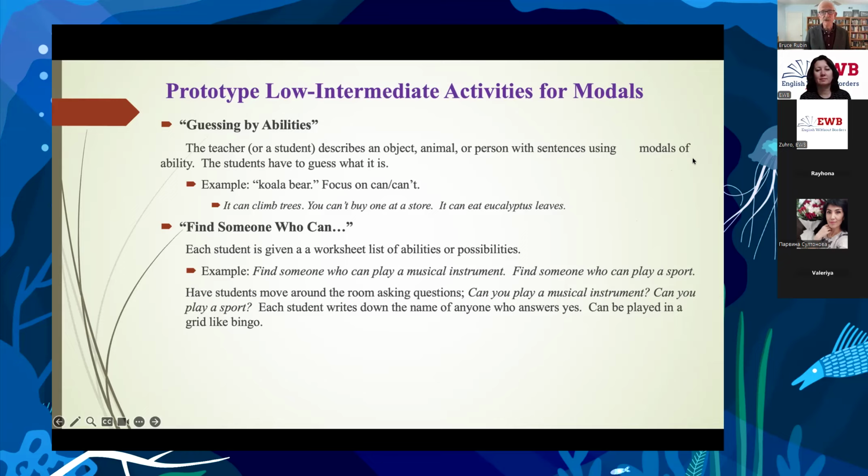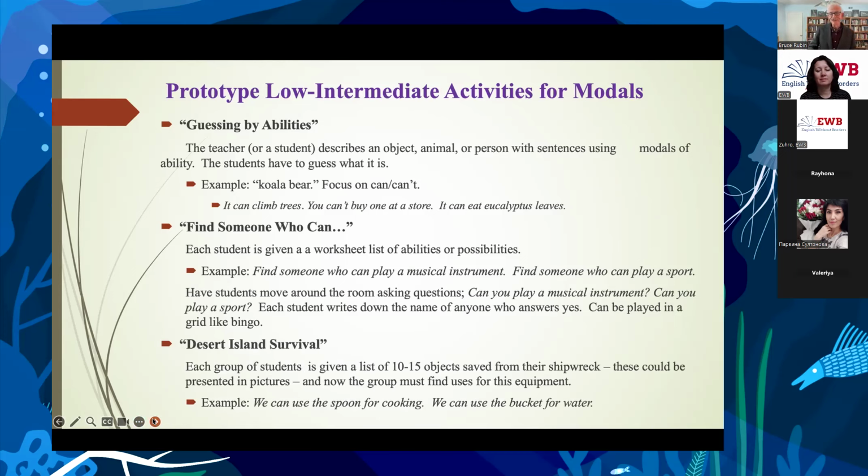You could ask, can you play tennis? Can you play football? Okay, a little more specific. Okay, and one more. This is the desert island survival. Again, you can call it a game, but generally I found, believe it or not, some students don't want to play games. They're serious students, so you don't tell them it's a game, but you make it just a little bit competitive, and hopefully that motivates them.